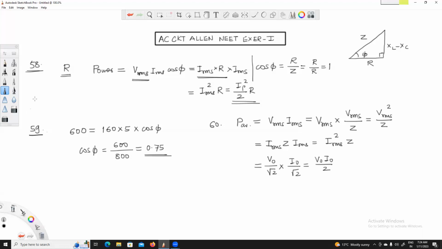Okay, next, moving on. 61. In an AC circuit, inductance, capacitance, and resistance are connected. Effective voltage across inductance V_L, capacitance V_C, resistance V_R. The total effective value of voltage is. We have seen this in the last class, last lecture. We have already seen. Let me draw the phasor diagram here.